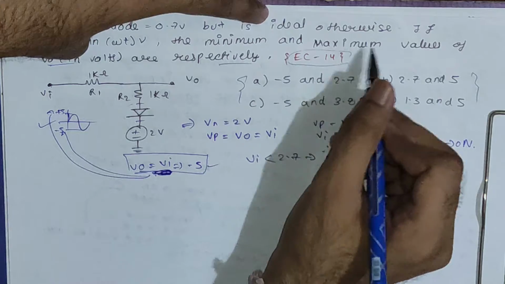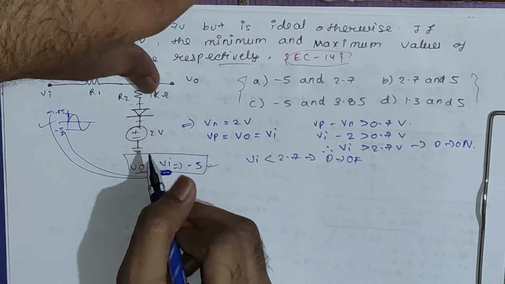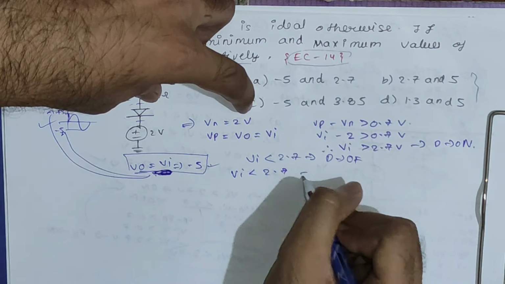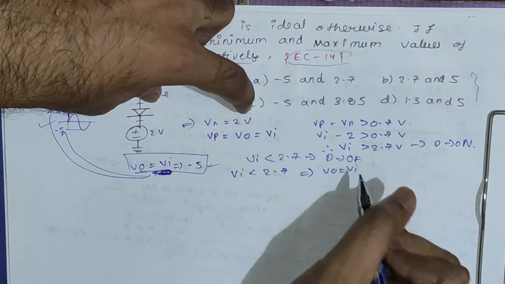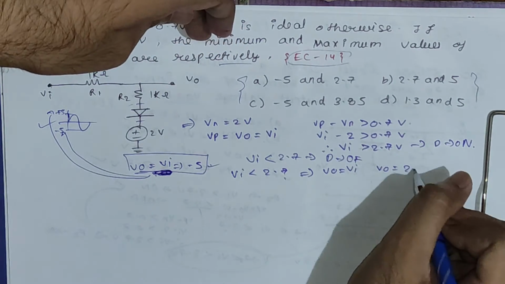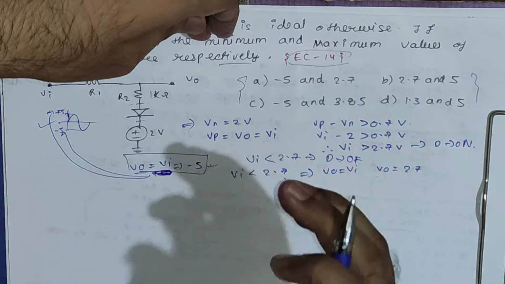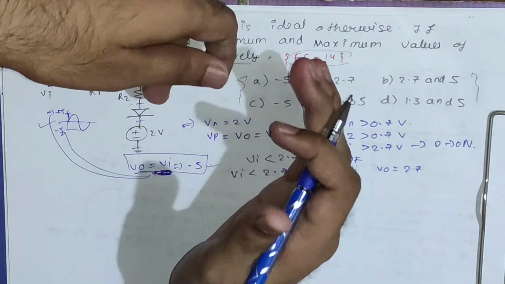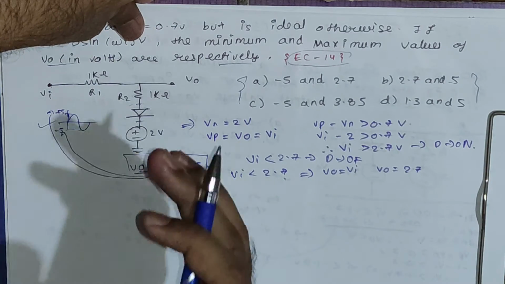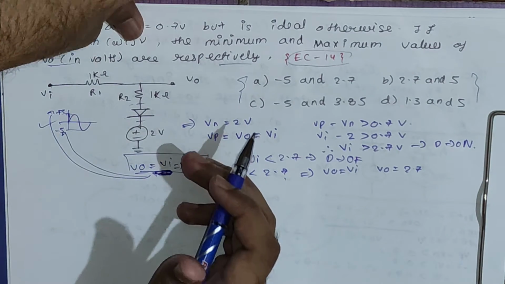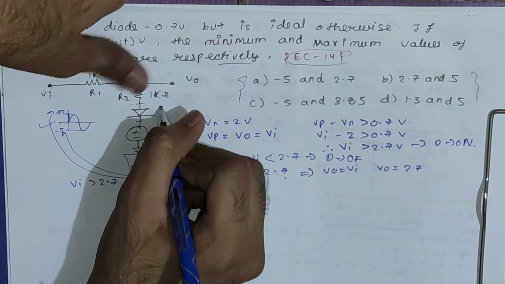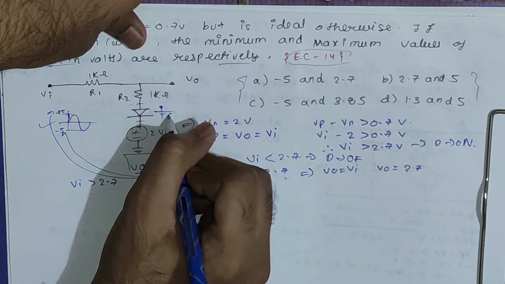Now we are required to find the maximum value only. For the maximum value, if we consider Vi less than 2.7 volt, that time Vo will be equal to Vi. So at this condition we can get the maximum value up to Vo equals 2.7 volt, right? But we won't get much higher than that. So now we have to check for the condition where this diode is also on, and find out the maximum output voltage it is providing. For the condition Vi greater than 2.7, the diode will be on and you will replace it by plus minus 0.7 volt.